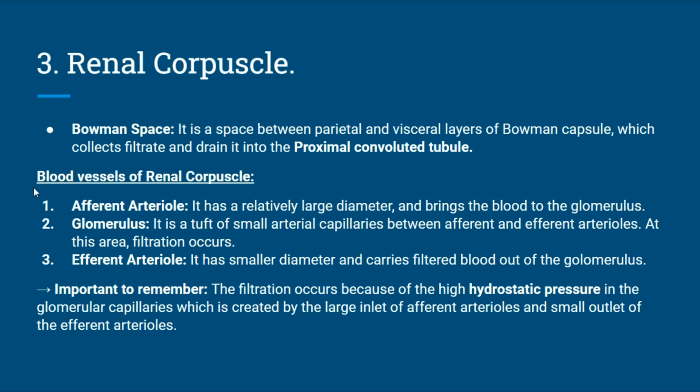So the blood vessels that come here, we discussed that before. We have seen that before. It is the afferent arteriole. Start with A, which means, if you look at the chronological order, A comes first, E comes after. So A means going in, E means going out. So the afferent arteriole has a relatively large diameter and brings the blood to the glomerulus.